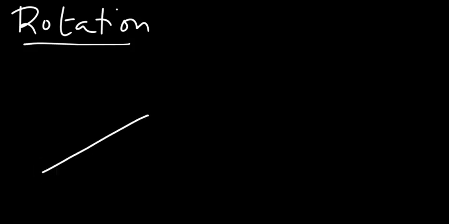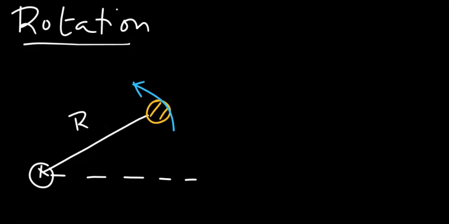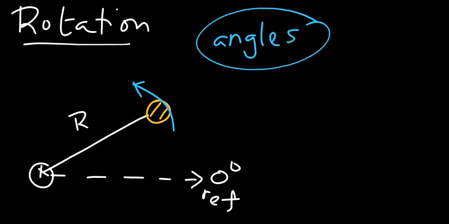So assume that you have an object rotating like that in a counterclockwise manner with respect to this point. For simplicity, let's assume the rotational motion is a circular motion with radius r. Let's see how we define the distance traveled by such an object. This is the reference line. We call that reference line the 0 degree line. The reason is it's very convenient to use angles to denote the position of an object executing a rotational motion.